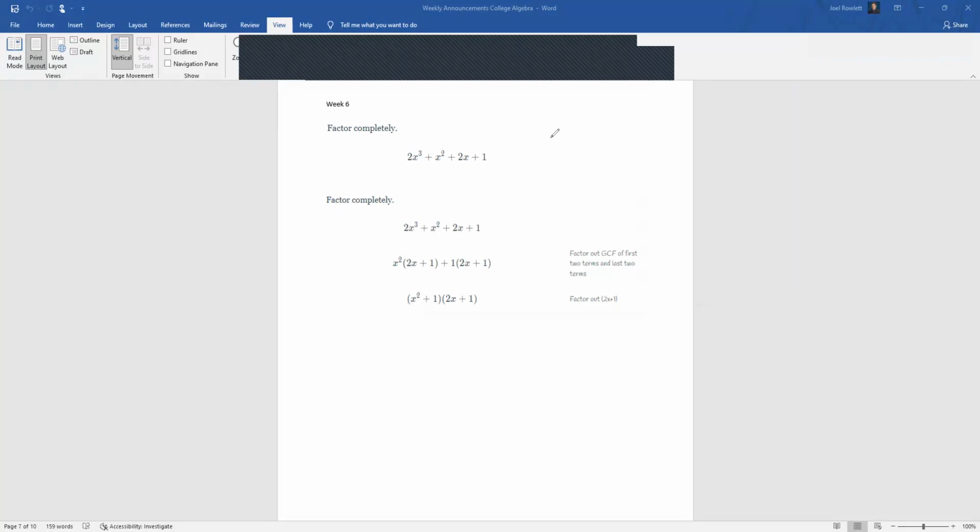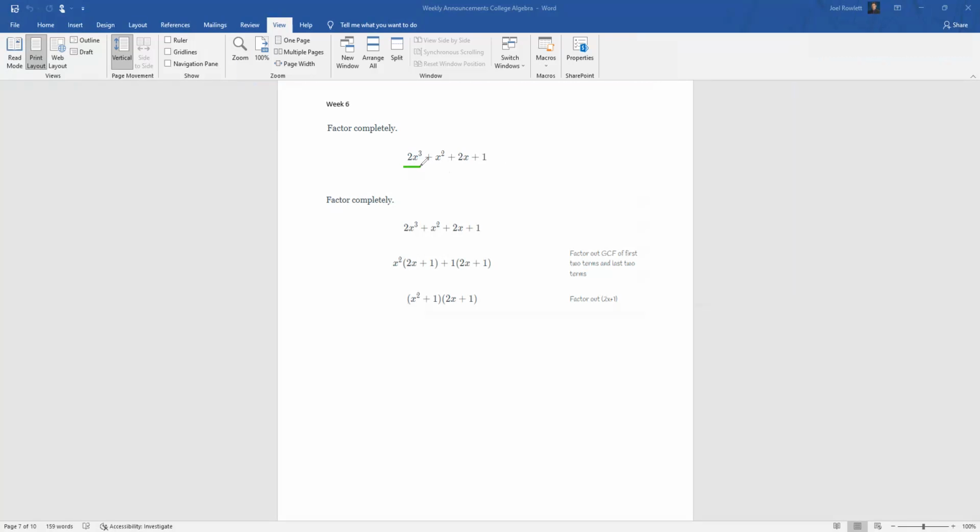Okay, this is week 6. We're going to take a look at a method for factoring called factoring by grouping. And what will usually clue you in that you need to employ grouping is you will have 4 terms. And remember, terms are always separated by a plus or a minus. So here are the 4 terms.